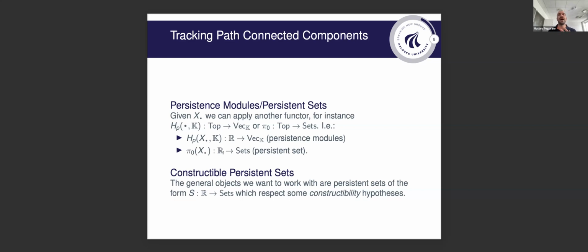Especially when we have some kind of applied computational point of view, it's usual to have some kind of finiteness condition on these objects, which for persistent modules would be tameness conditions, while for persistent sets, we call these hypotheses constructibility conditions. Basically, what we are asking is that at every point along the filtration, we have a finite number of points in our set, and we only have a finite number of values along the filtration around which our persistent set is allowed to change.